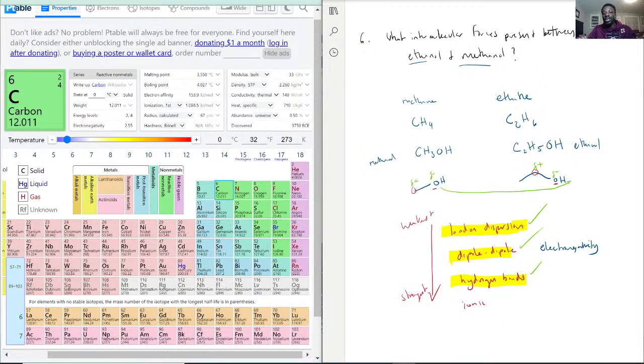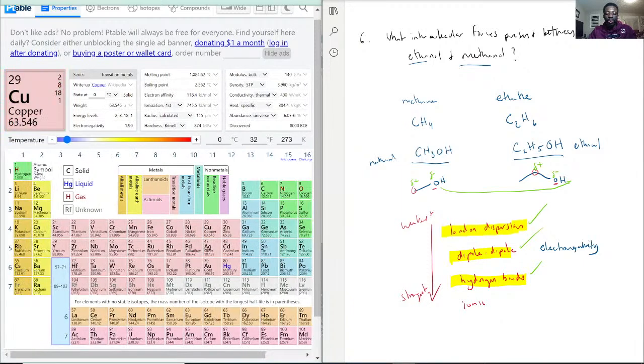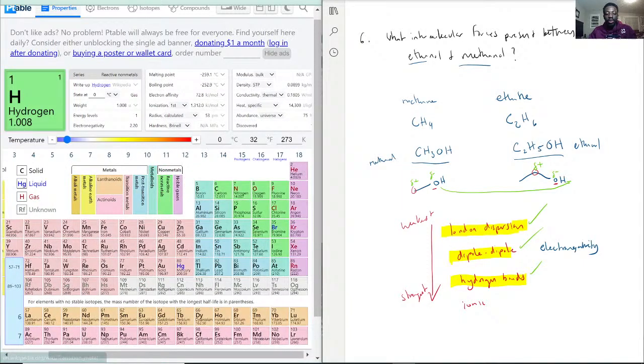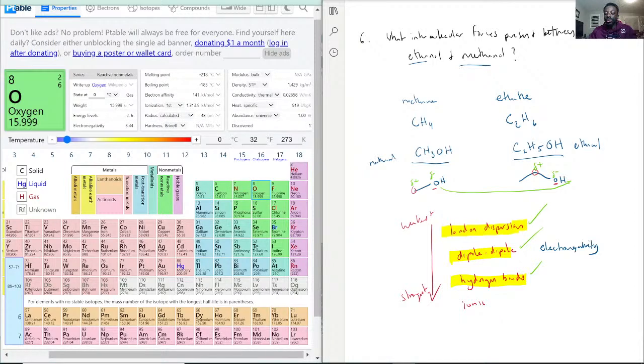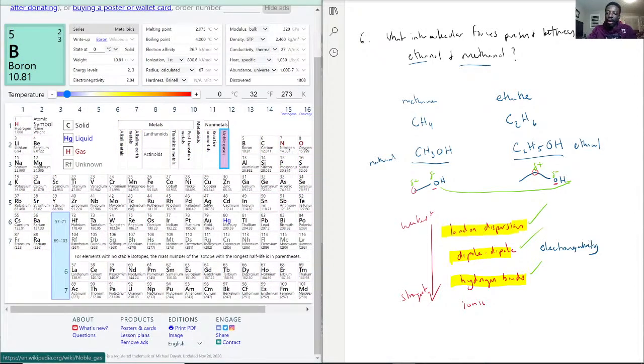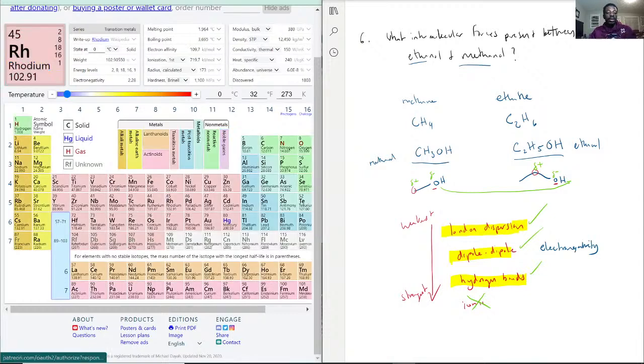Ionic specifically says between a metal and a non-metal. When I've written down the names for methanol and ethanol, do you see any metals in there? Unfortunately, no. We have hydrogen, which is a non-metal, carbon, a non-metal, and oxygen, also a non-metal. So it does not have ionic bonds. So the 3 forces you'll see there are London dispersion, dipole-dipole, and hydrogen bonds between ethanol and methanol, okay?